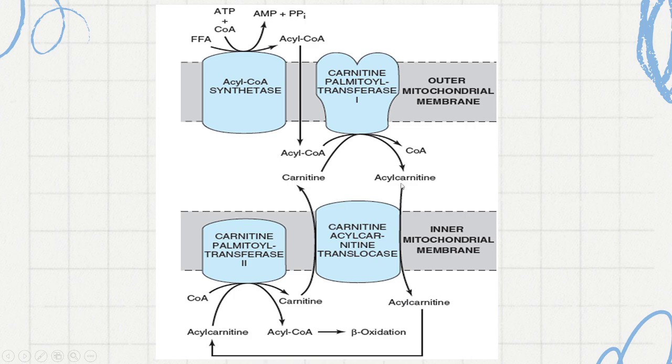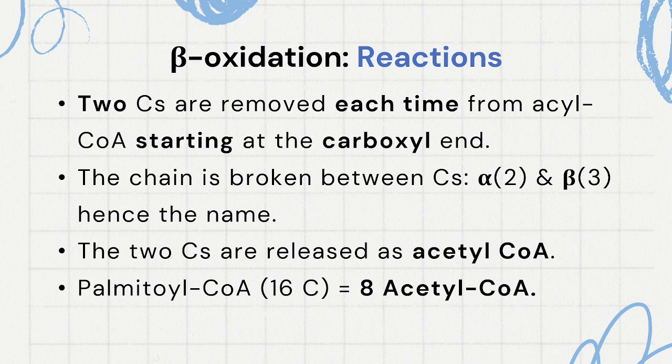We said it is an exchange transporter. It will help acyl carnitine get in, while carnitine in exchange will be forced out. This acyl carnitine here will be, under the influence of carnitine palmitoyl transferase 2, released as free acyl-CoA, which is now ready to go for the proper reactions of beta oxidation. And carnitine also will be released to act for the exchange transport of another molecule of acyl-CoA.